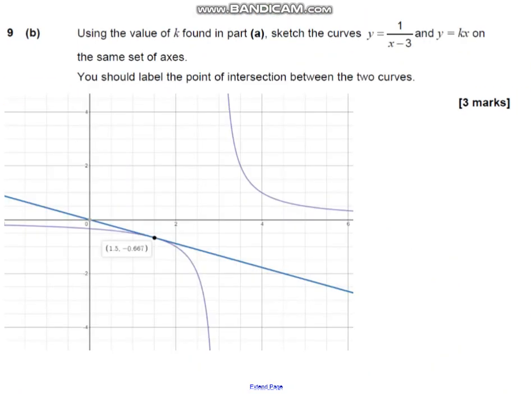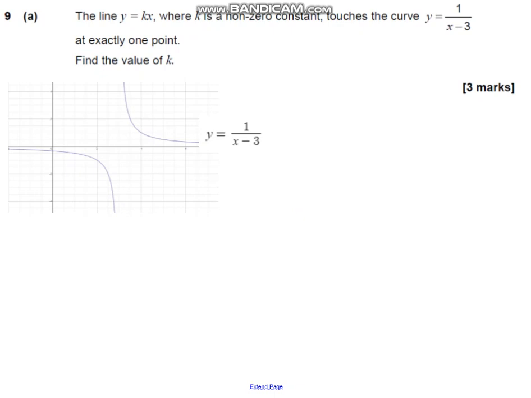Alright, for question 9. Now I know the sketch of the diagram was in part B, but I've done it here in part A, just to try and get a feel for what the question was. So I can see I've got y equals 1 over x minus 3, and it has an asymptote across here, an asymptote down here at 3. I'm thinking, well, how on earth can y equals kx just touch it once? Because if it goes up through here, it's going to go through twice, across here.